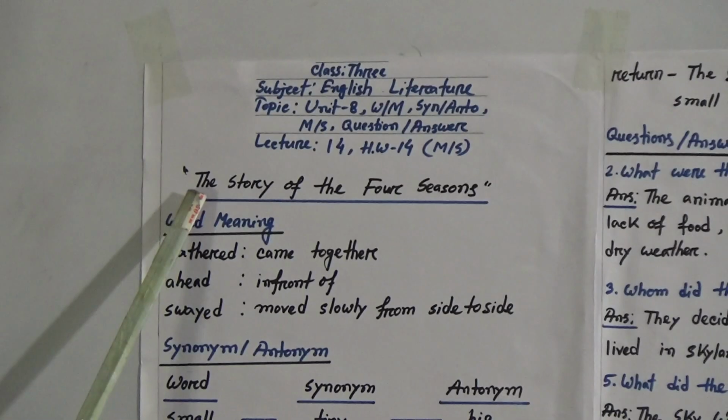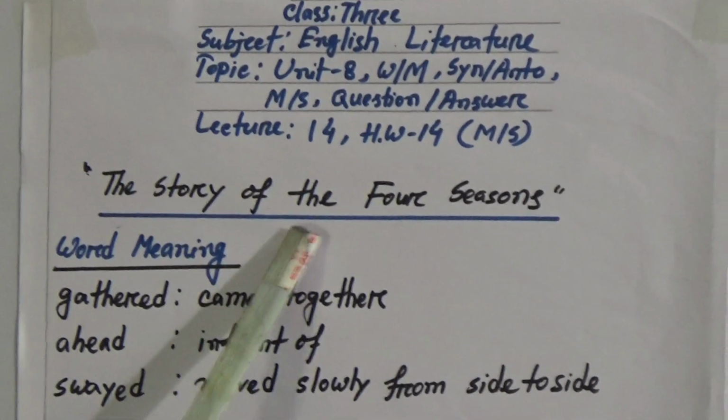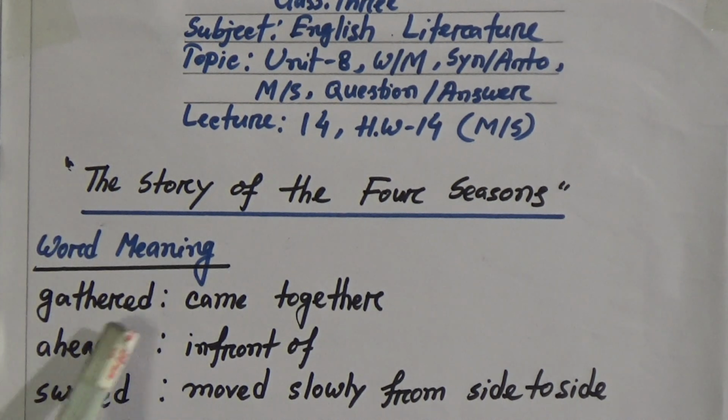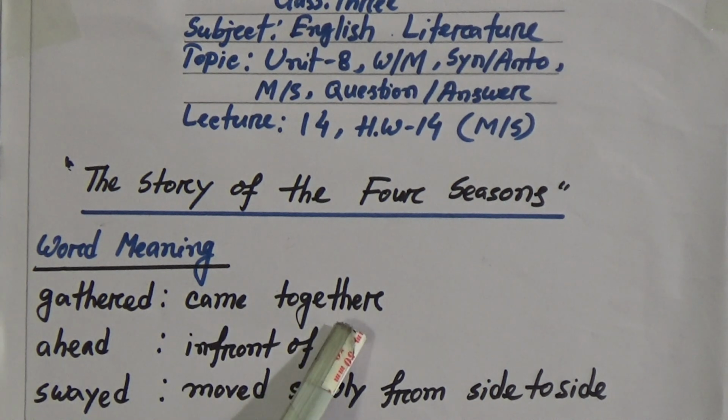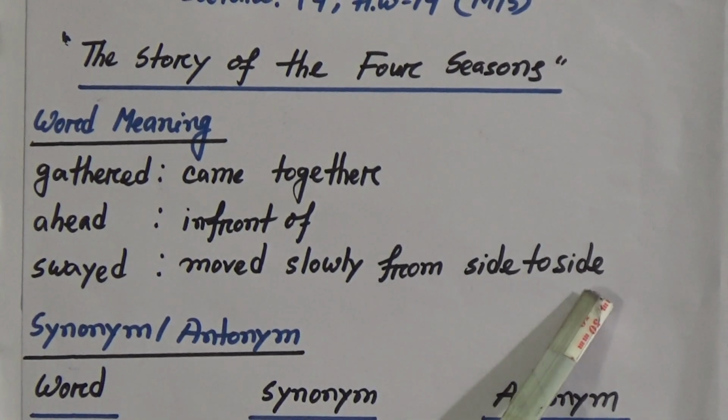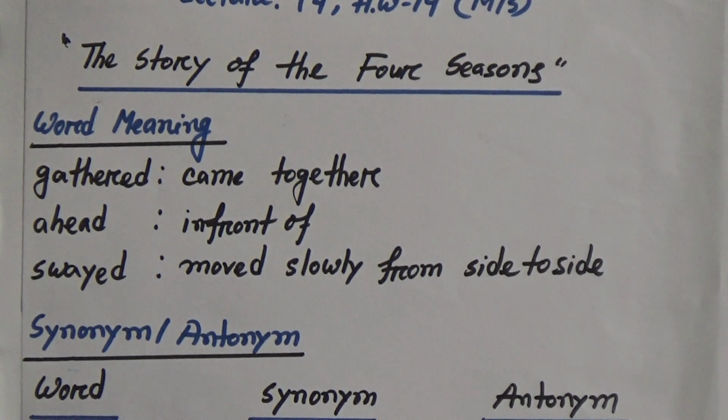Okay, let's start. Unit 8. The title of the unit, the story of the 4 seasons. At first, word meaning, gathered. Gathered means came together. Ahead, in front of. Sweat, moved slowly from side to side. These 3 are word meanings.